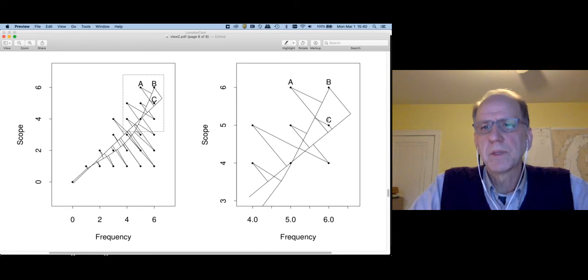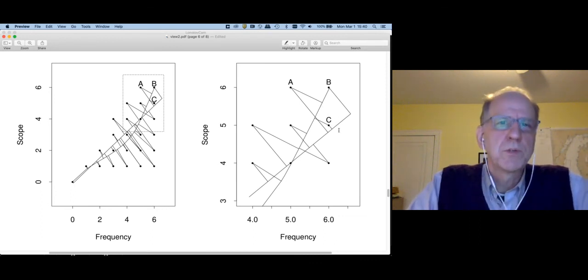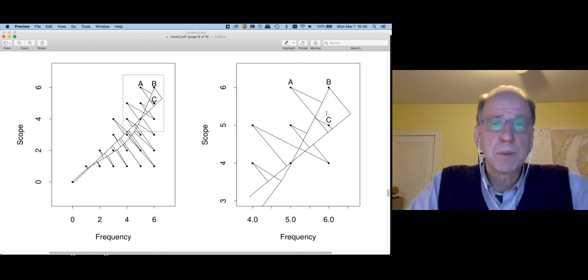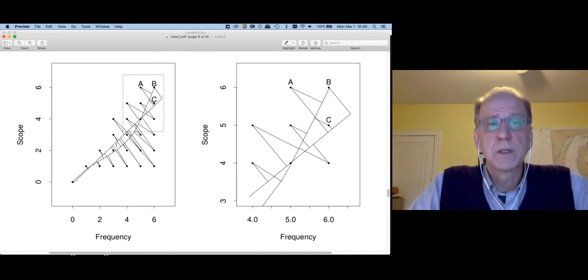Let's compare A with C. So C is someone who had the highest possible frequency, but only had a scope of 5. So point C actually gets projected onto the principal component at a higher location than the principal curve. So the ordering flips between A and C, depending on whether we use the principal curve or the principal component. So this would be an example where my conclusions might be a little different if I use the principal curve versus the principal component. But by and large, the correlations between the principal component scores and the principal curve scores is very high, and it's not going to matter that much.